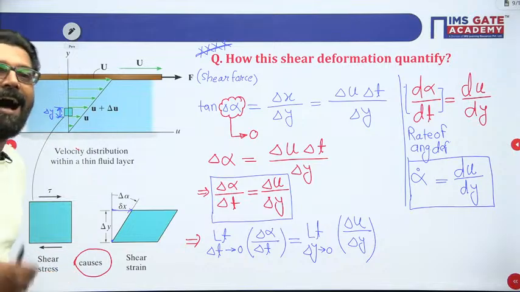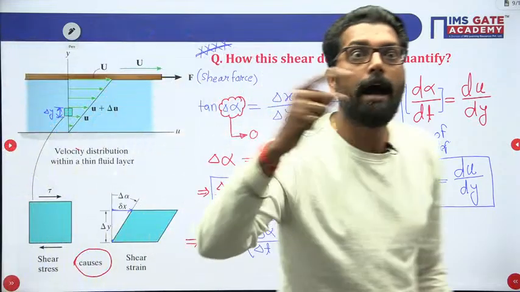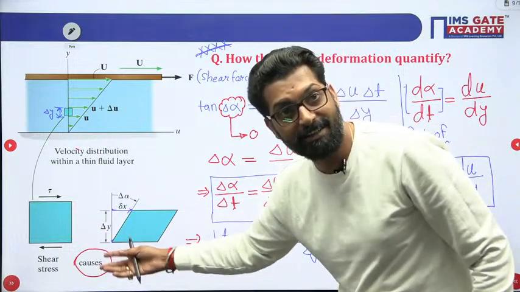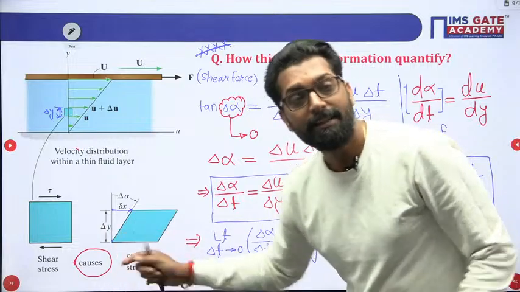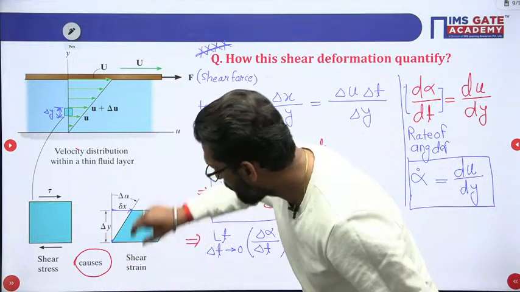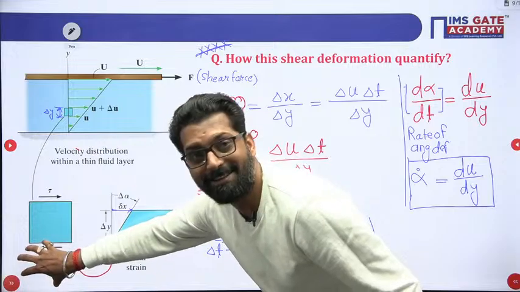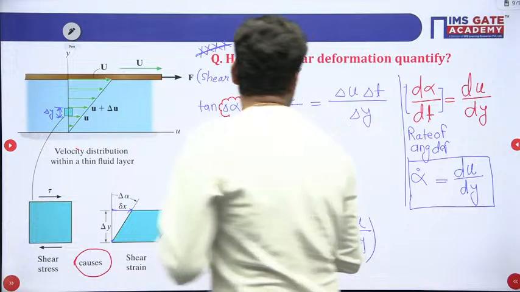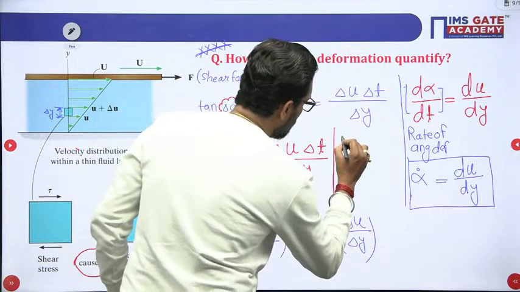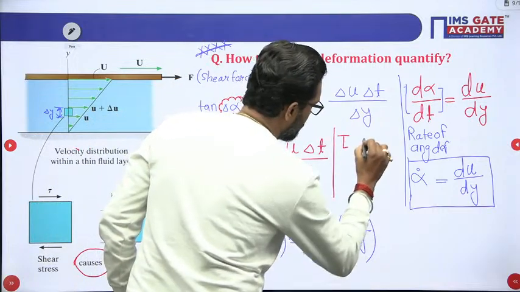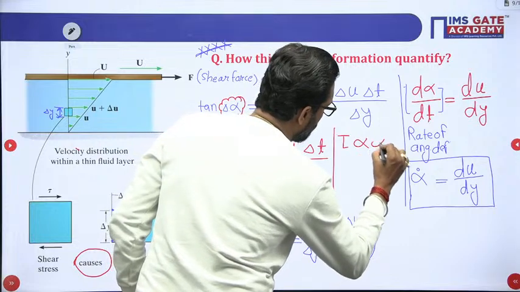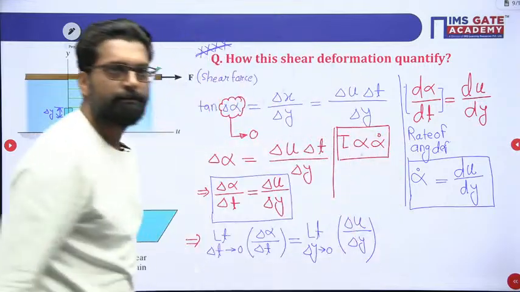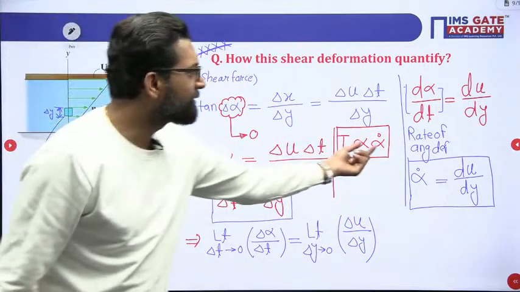That means the higher the shear stress, the higher the rate of angular strain. The higher the rate of shear stress, the higher the angular strain. That means tau, shear stress, is directly proportional to alpha dot. Clear? That is your angular strain.